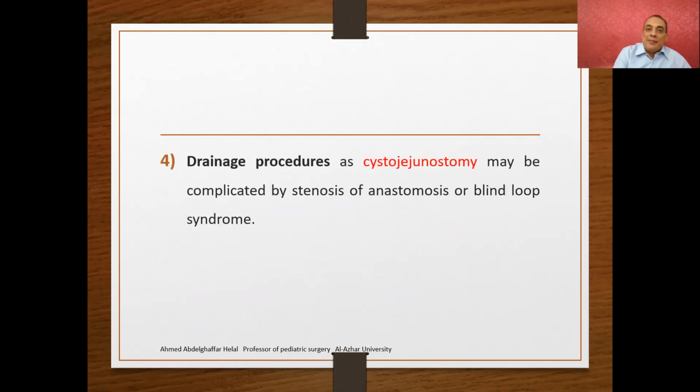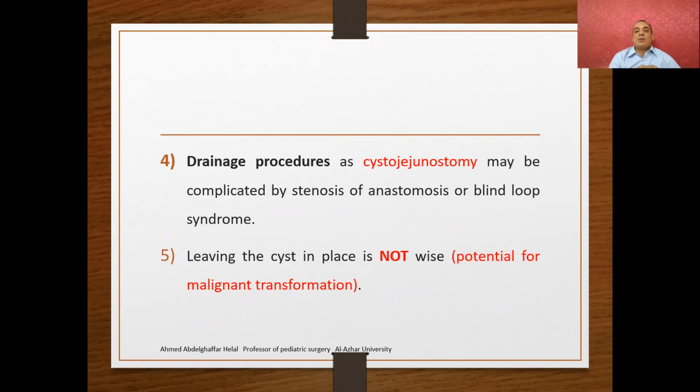Also, there are some trials of drainage procedures like cystojejunostomy to anastomose the cyst with the jejunum, which may be complicated by stenosis of the anastomosis or blind loop formation. The final option is leaving the cyst in place. However, it is not wise because of the potential for malignant transformation in this duplicated part or in the mucosa of this duplicated part. So the rule is excision of the duplicated part and the common wall. Very important to excise and remove this duplicated part, which is related to the gastric duplication cyst.